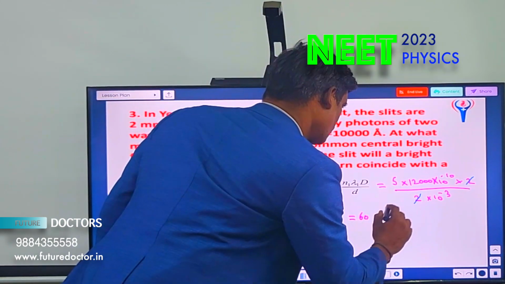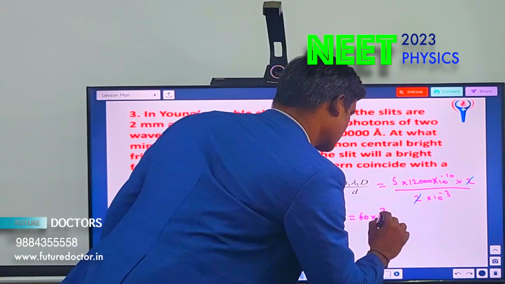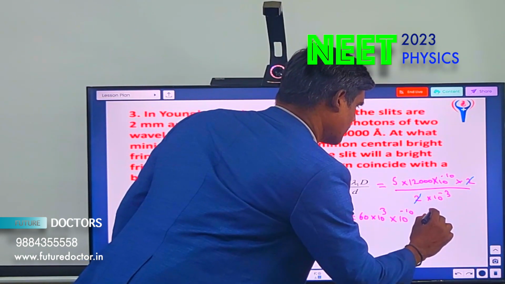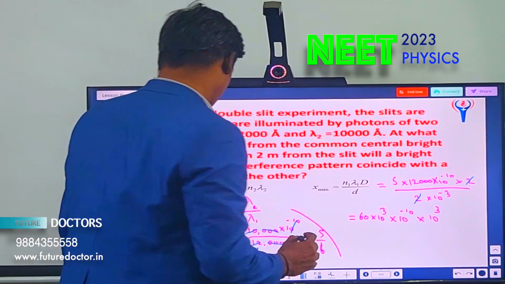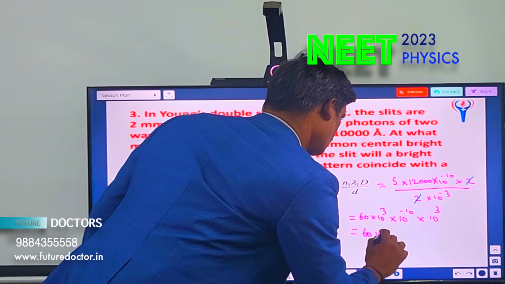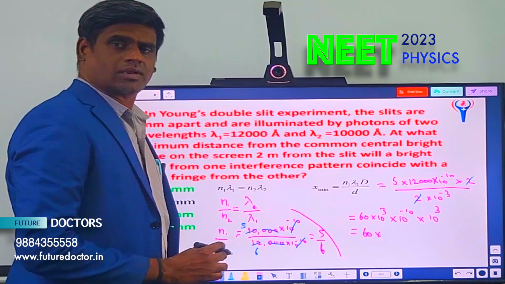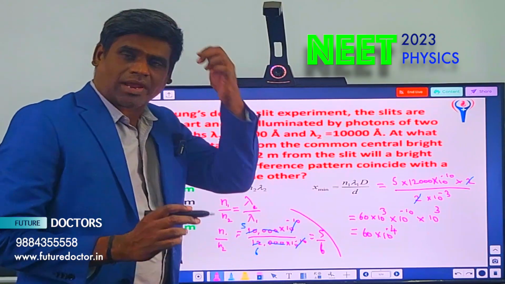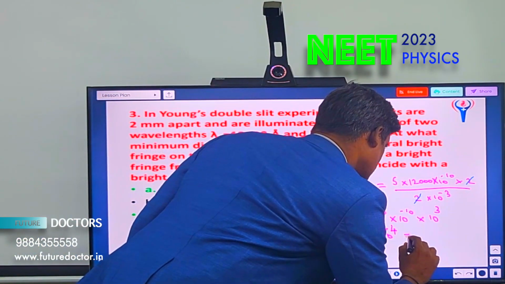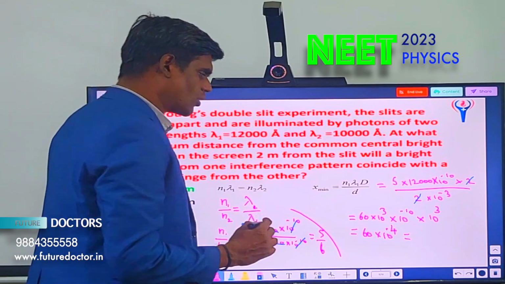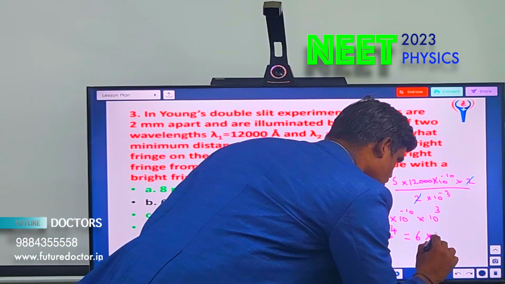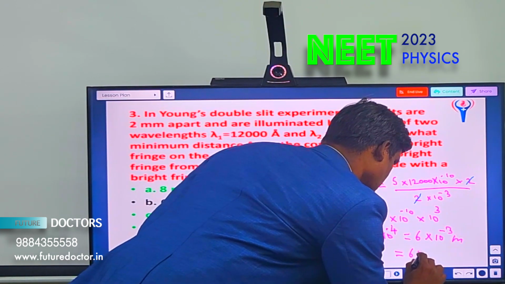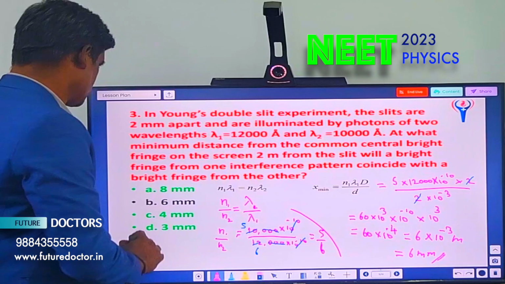Into 10 power 3. The 1000 I am writing as 10 power 3, into 10 power minus 10, into 10 power minus 3, comes up 10 power plus 3. Then it gives 60 into 10 power 6 minus 10 power minus 4. Answer is given in millimeter, so 10 power minus 3 is millimeter. Then 60 into 10 power minus 3 into 10 power minus 1, that you can write as 6 into 10 power minus 3 meter. This is equal to 6 millimeter. Which option? Option D.